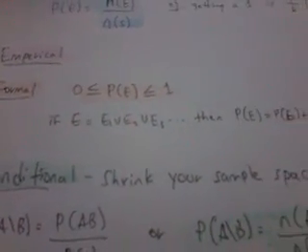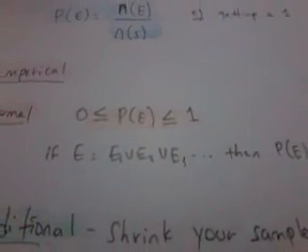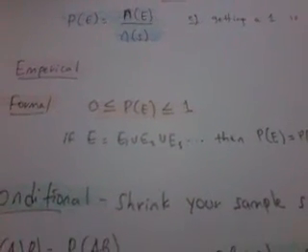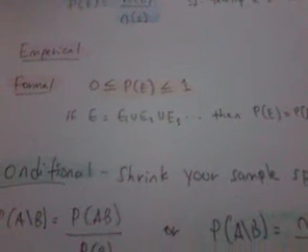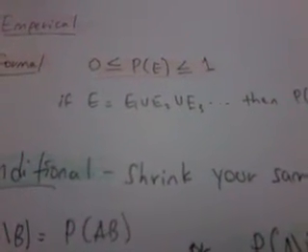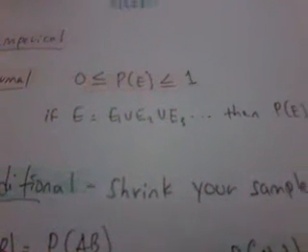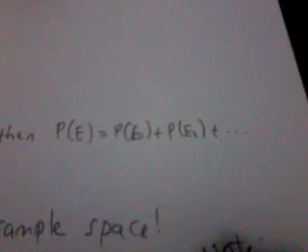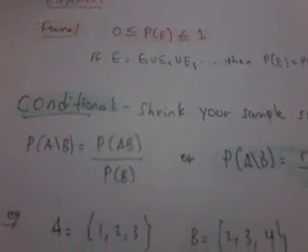Formal just states these. Formal says that the probability is always between 0 and 1. If it's 0, that means it will never happen. If it's 1, then it's absolute, it will happen. And it also says that if an event is the union of other events, then the probability of that big event is equal to the sum of the probability of the smaller events that make it up. So this can be extended to any finite number of events.